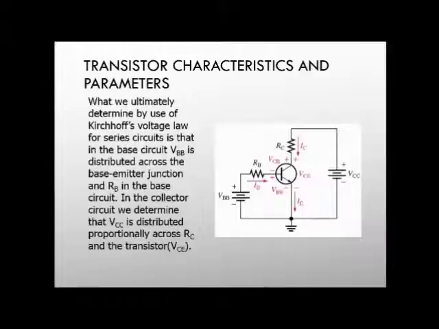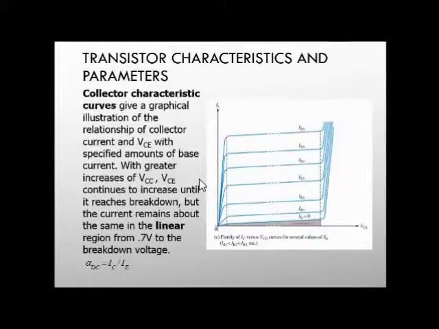What you ultimately determine by use of Kirchhoff's voltage law for a series circuit is that in the base circuit VB is distributed across the base emitter junction and RB, the resistor in the base circuit. In the collector circuit we determine VCC, and we have RC connected to the collector side, and the transistor collector emitter voltage is given as VCE. So we need to calculate all the six values, and hence we can get in which mode it is operating or what the requirements of this BJT are. How can this BJT be used for our own applications.